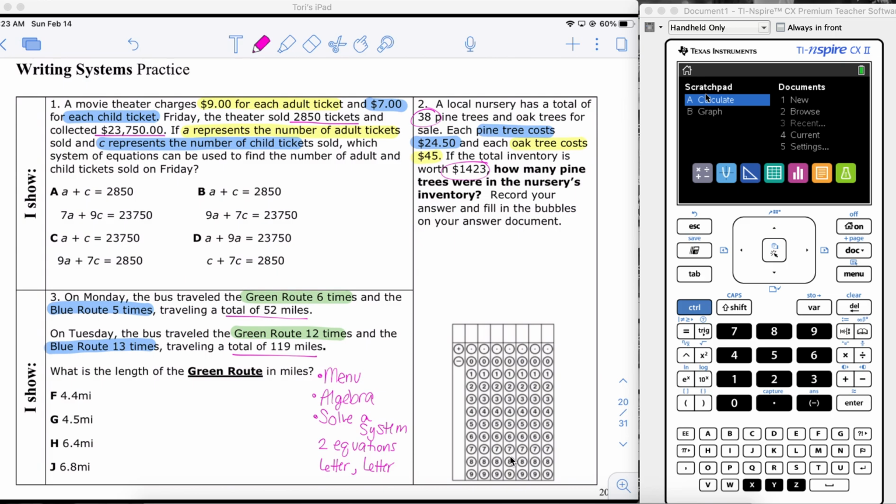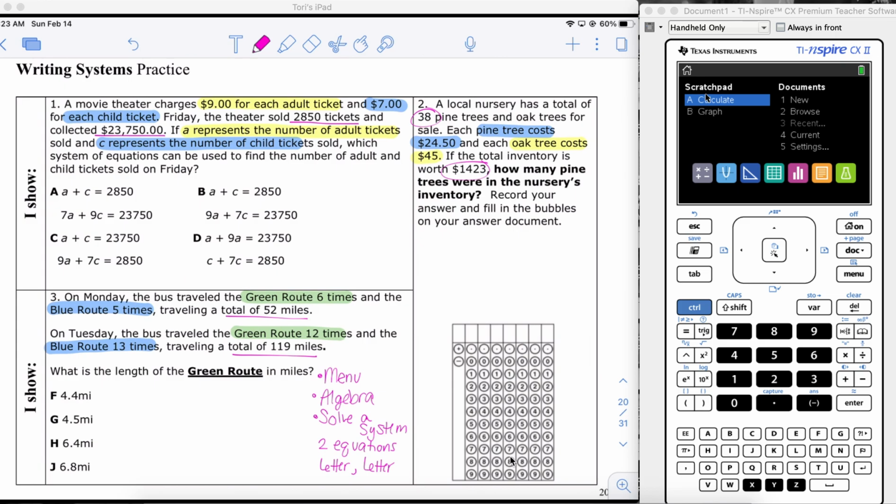First thing that I've done is I've color-coded the words that go together. So first problem, a movie theater charges $9 for adult tickets, $7 for each child ticket. Friday, the theater sold 2,850 tickets, collected $23,750. If A is the number of adult tickets sold and C represents the number of child tickets sold, which equation can be used to find the number of adult and child tickets sold on Friday?